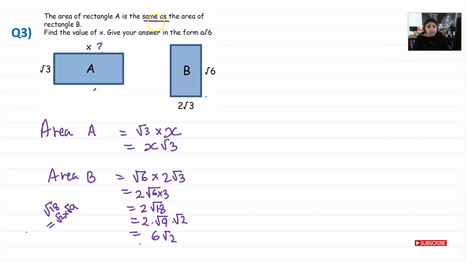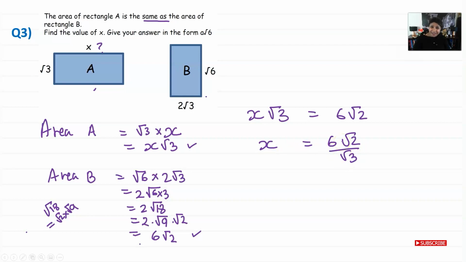Okay, now we are told these two areas are the same, so that means we can equate this one and this one. So I have x root 3, which is equal to 6 root 2. What do I want? I want x, so I need to divide by root 3 throughout. So x is going to be equal to 6 root 2 over root 3. What do we need to do again? We need to rationalize. We cannot have the denominator as a radical. Which means we need to multiply by root 3, but we need to balance it, so times root 3 here as well.